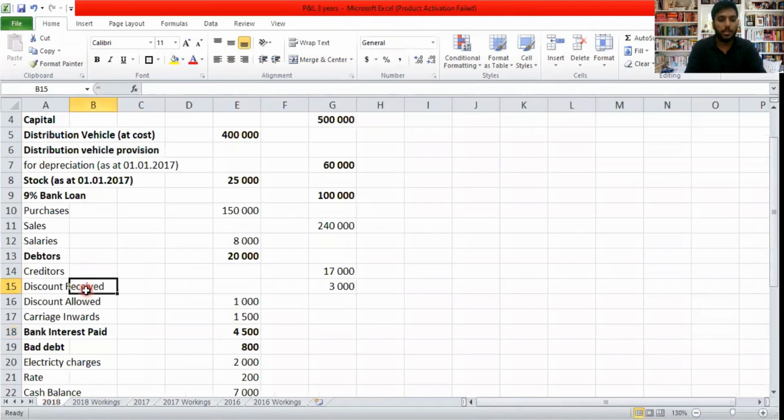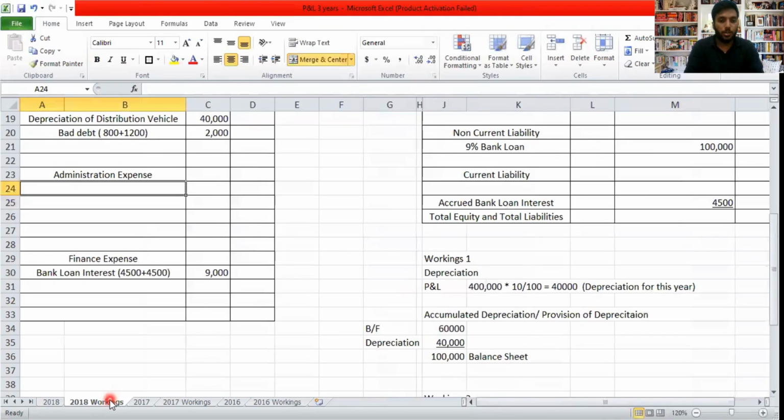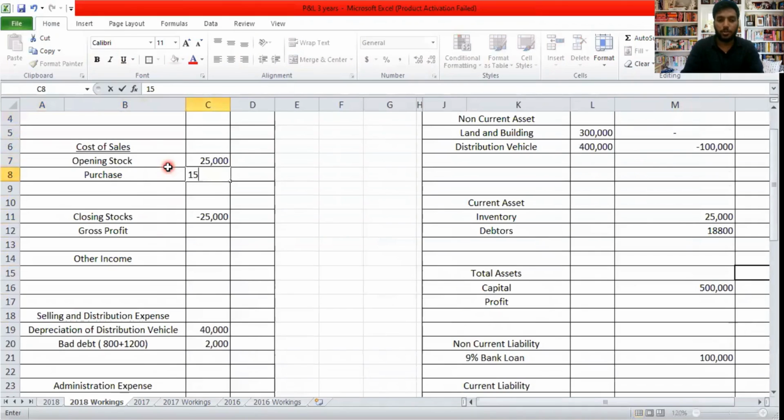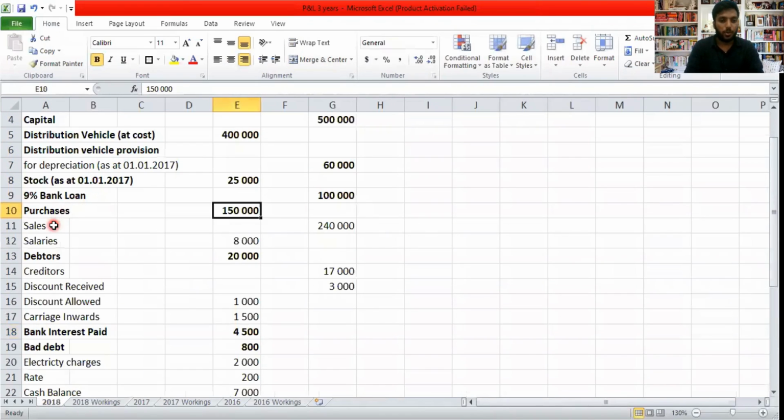So I'm going to record it easily. Purchases 150,000. I'm going to take 150,000 purchases to the next side. Where do you have 2018 workings purchases? We will take under cost of sales purchase 150,000. I'm done with that recording. Then we move on to 2018. Other recording, what do we have? Sales 240,000. So I will take sales 240,000.